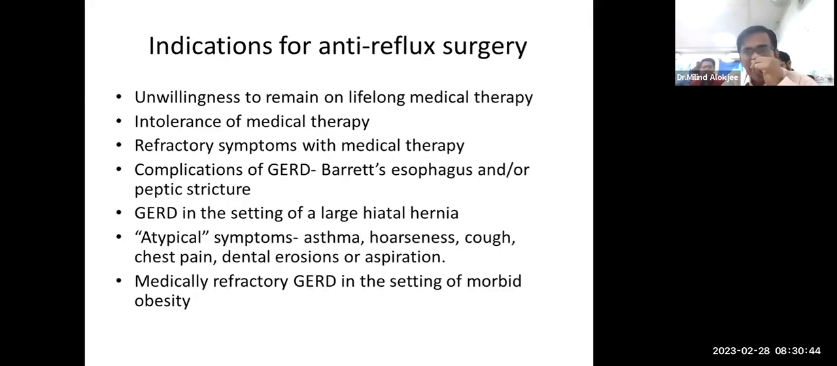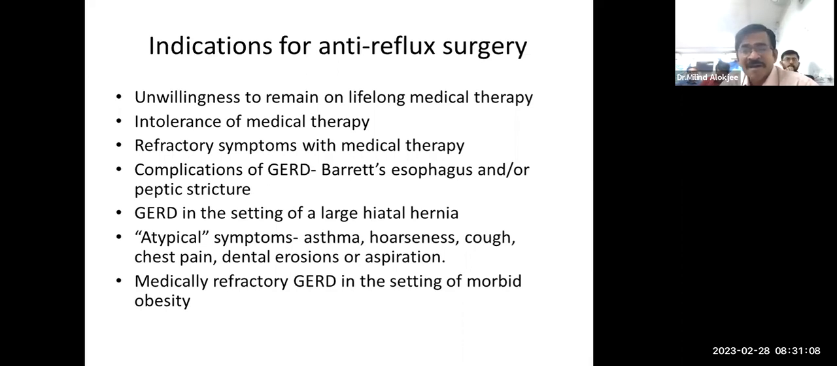So, what are the indications for anti-reflux surgery? Patients are unwilling to remain on lifelong medical therapy. There is intolerance of medical therapy. The patient has refractory symptoms in spite of adequate medical therapy. The patient has developed complications of GERD like Barrett's esophagus and peptic stricture. GERD in the setting of a large hiatal hernia.